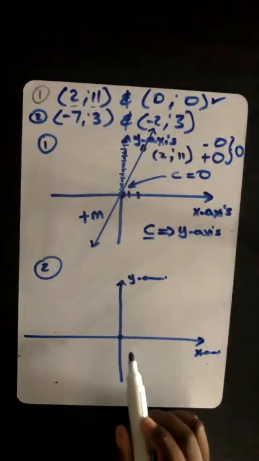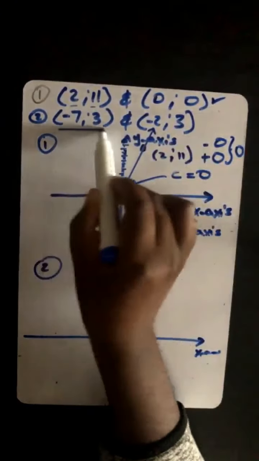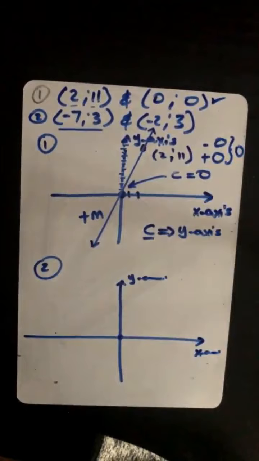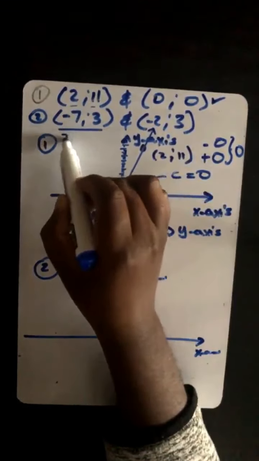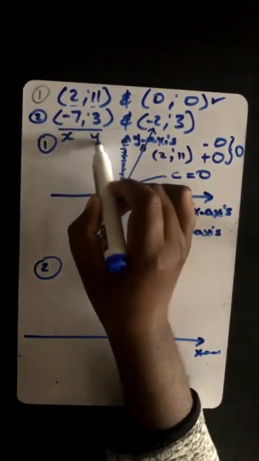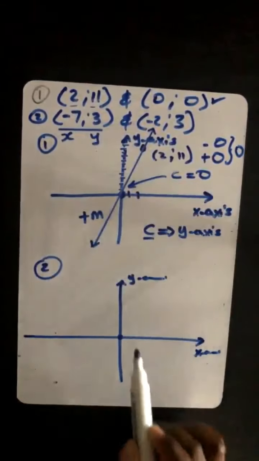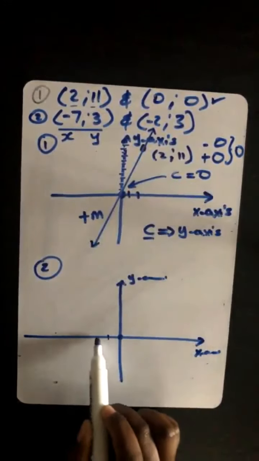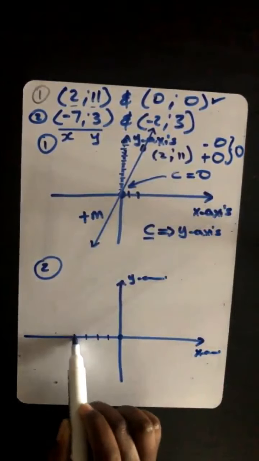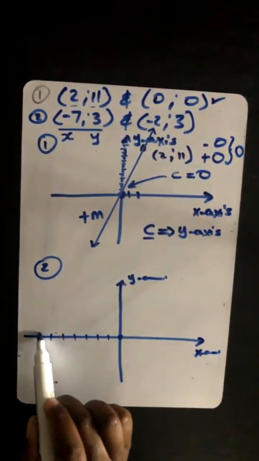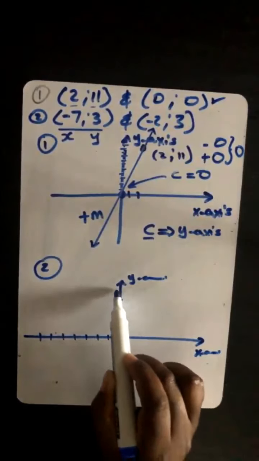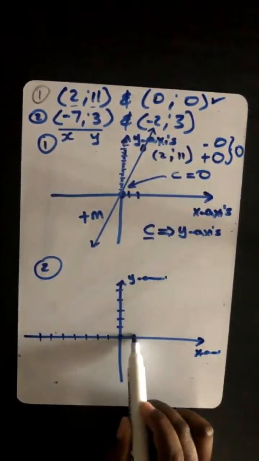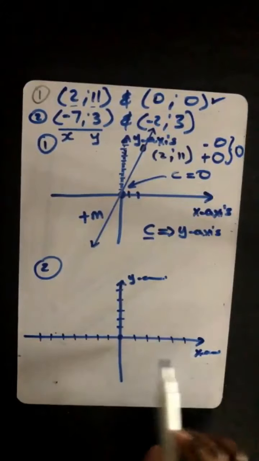Based on the first coordinates, the first point, we need to find where x is negative 7 and y is positive 3. So let's see, maybe negative 1, 2, 3, 4, 5, 6, 7. And for y, 1, 2, 3, 4, 5 on each side.